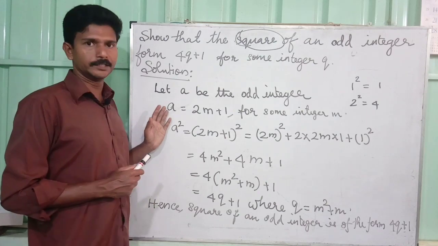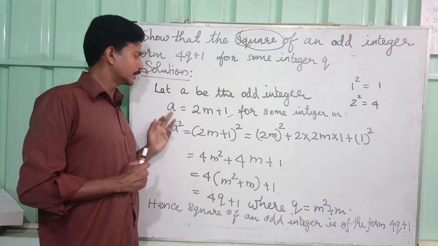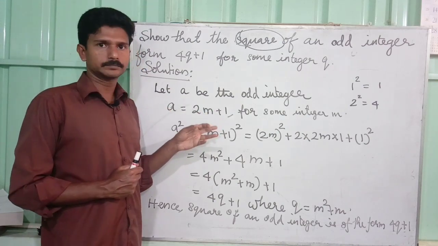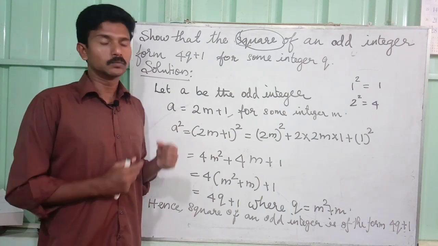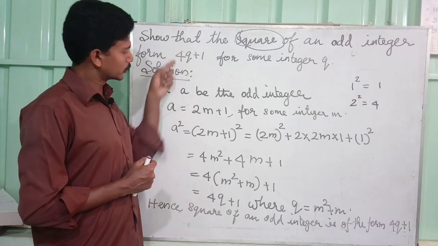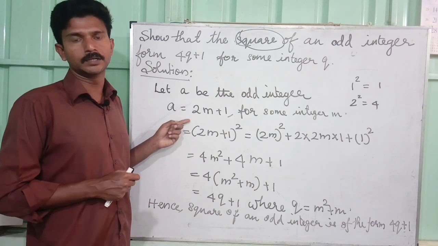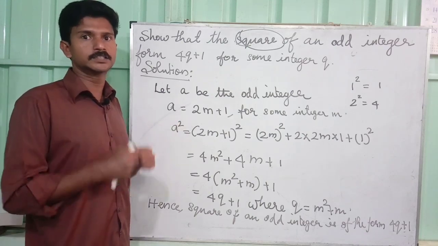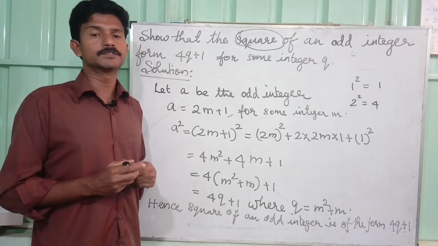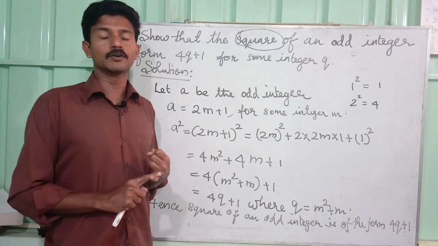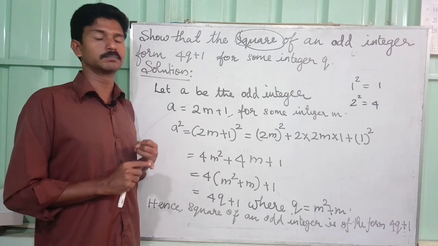So first we have taken a is equal to 2m plus 1. Why are we taking that? Here 4 is there, so why are we taking 2? In the previous question we took 4. Why this change? Do you remember in the very first question, we saw that the form of an odd integer is 2q plus 1, or we can say 2m plus 1.